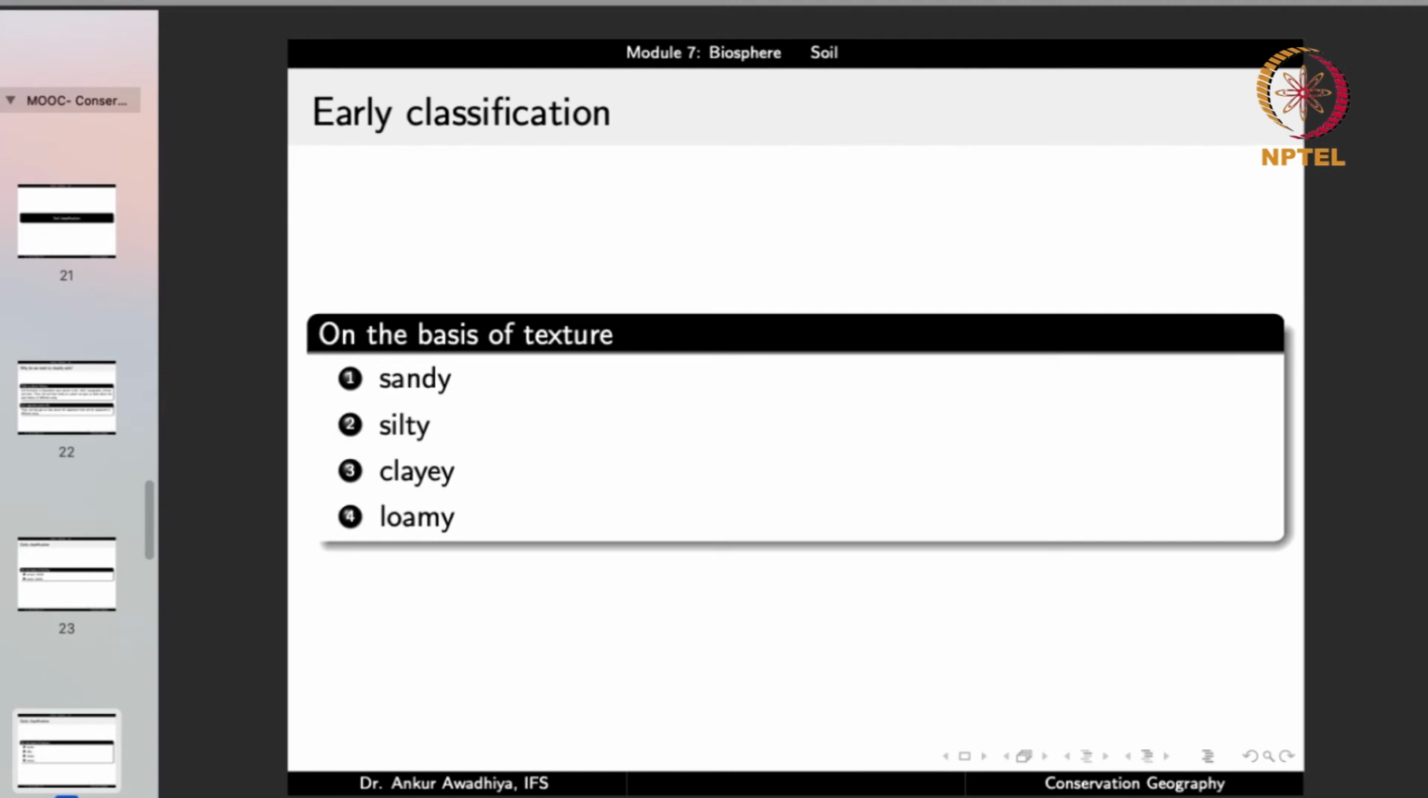Next, we moved into texture. So soils can be classified into sandy soils, which have a predominance of sand, silty soils, clayey soils, or loamy soils. Now, loamy soils have a roughly equal proportion of sand, silt, and clay. So this was a classification based on texture. Now, classification on the basis of fertility or classification on the basis of texture is easy to do. So which is why these are early modes of classification.